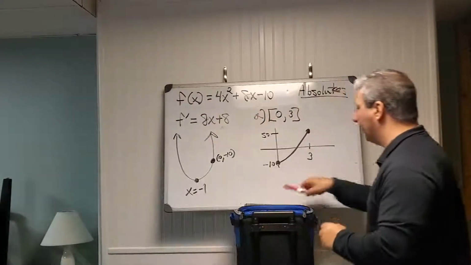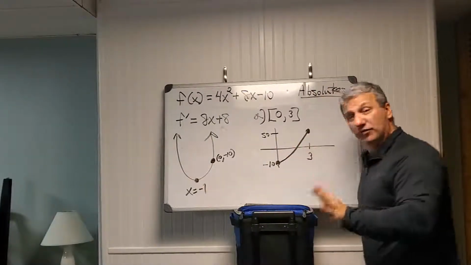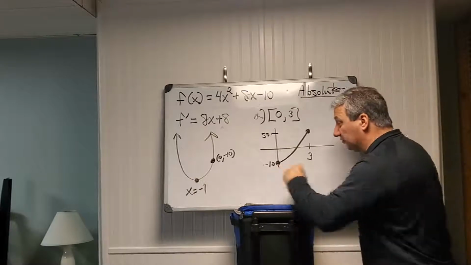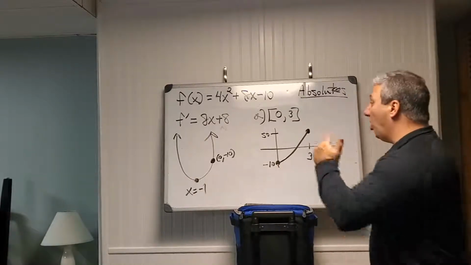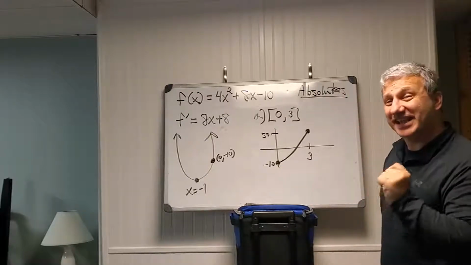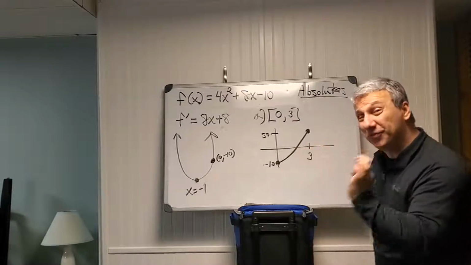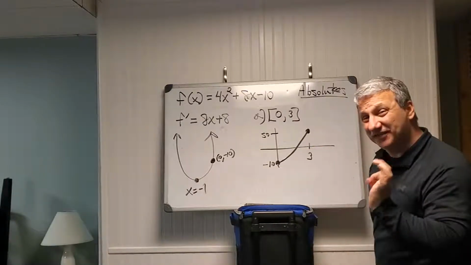When I focus on this domain, notice my minimum is no longer negative 1. My absolute minimum, look at the graph. Where's the lowest point right now? The lowest point is negative 10. That is the absolute minimum on this region. On this region, from 0 to 3, the minimum is negative 10.